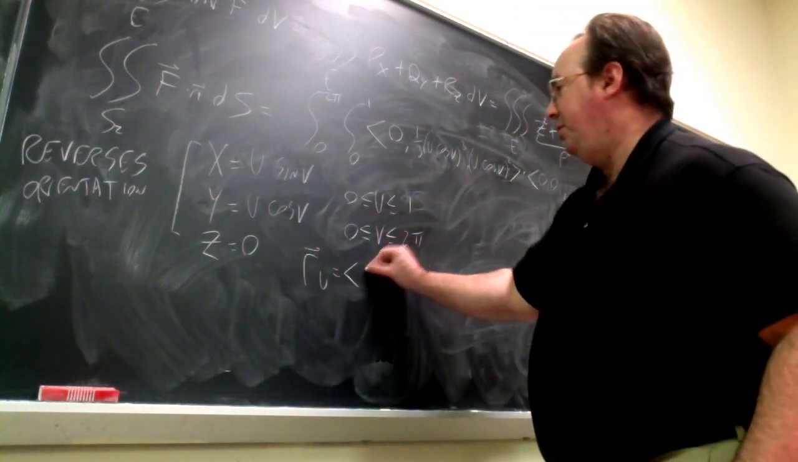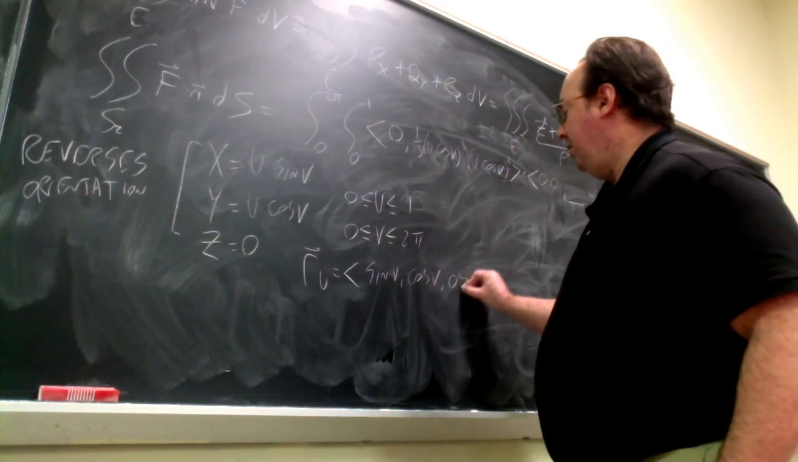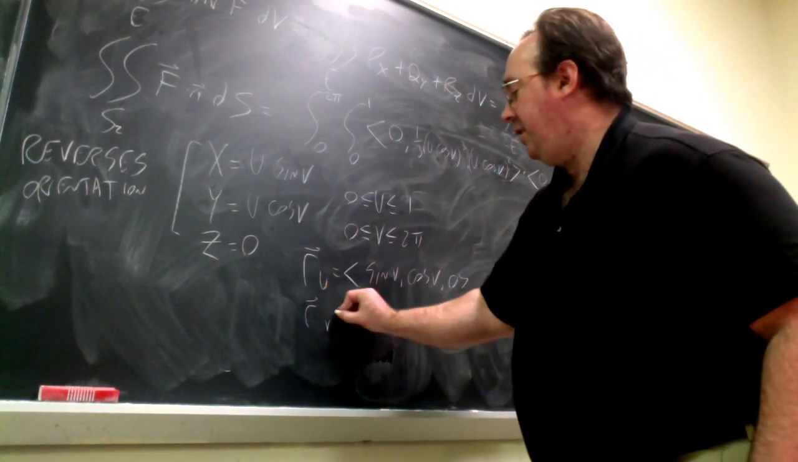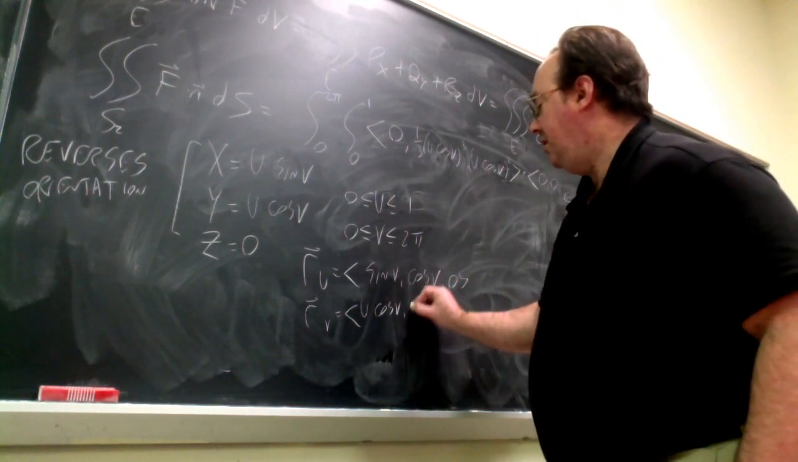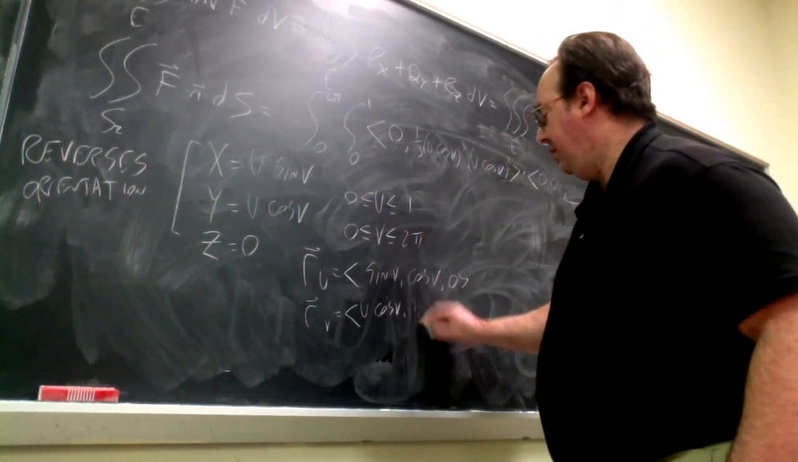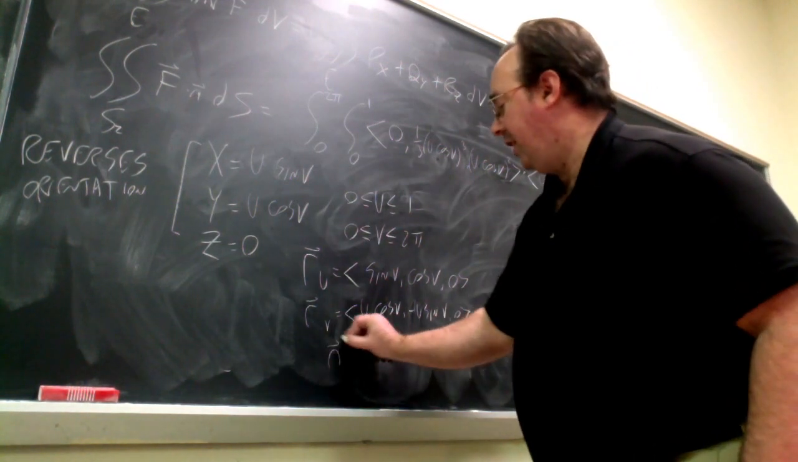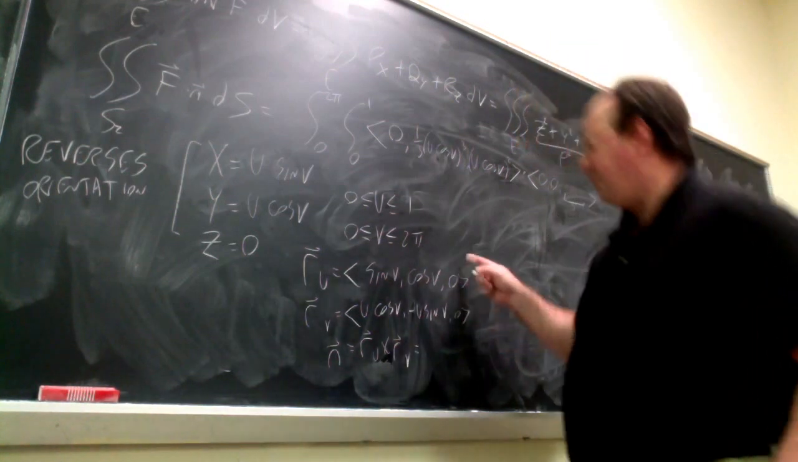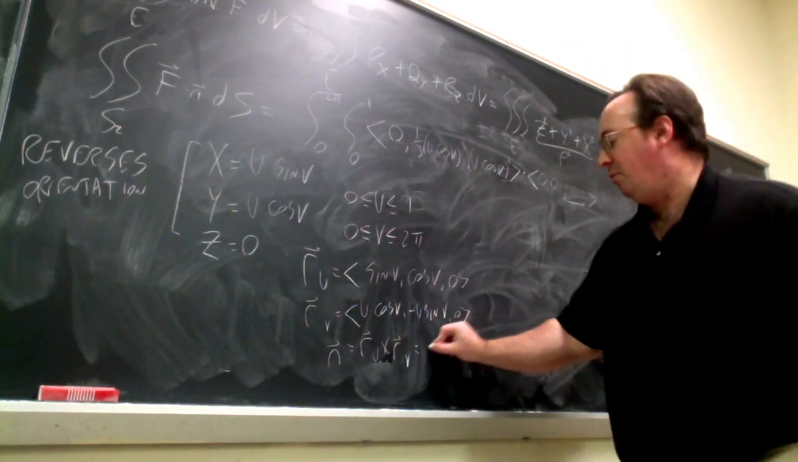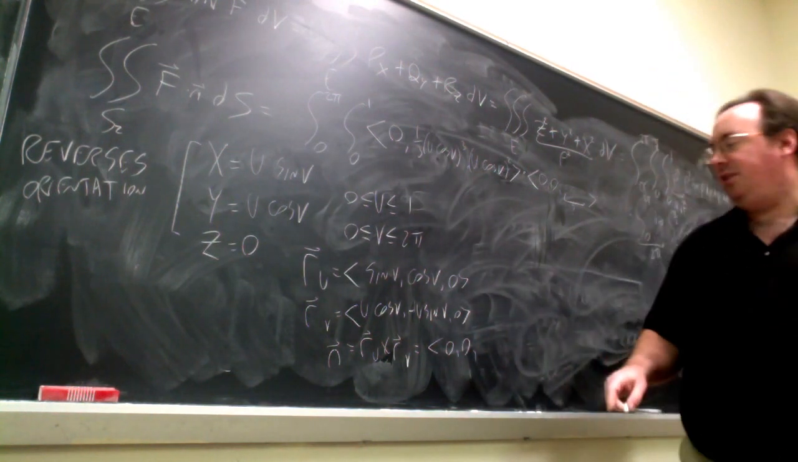So with respect to u, we get sine v, cosine v, and 0. And with respect to v, we get minus u sine v, u cosine v, and 0. So then your normal vector is their cross product. And because that z component is 0, that tells you right away your first two components are going to be 0. And what about the last component?